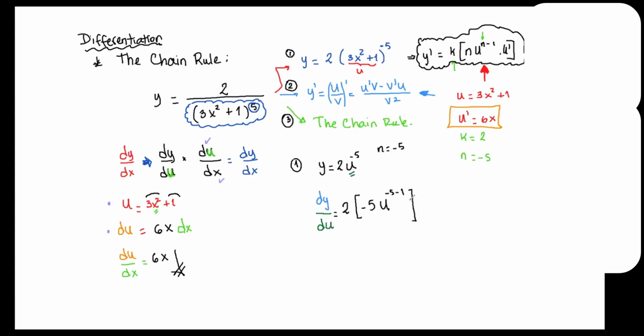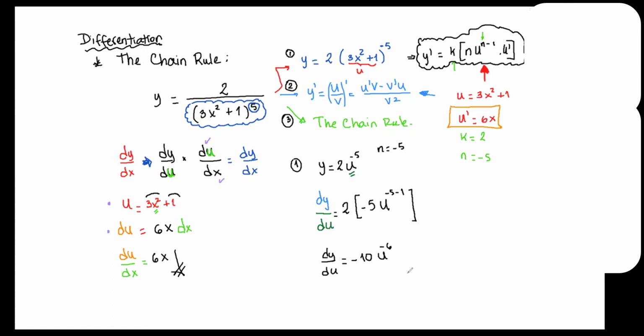Times u prime. But okay, the u prime. So what I have here is, actually, I'm not going to use the prime here. I have dy over du is minus 5 times 2 minus 10, okay? Times u to the minus 6, because minus 5 minus 1. That way, I can say that I have dy over du.